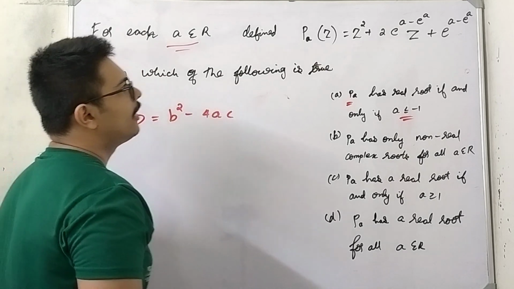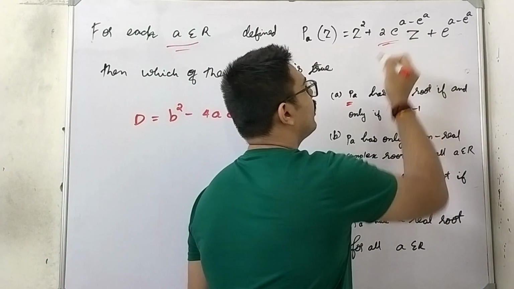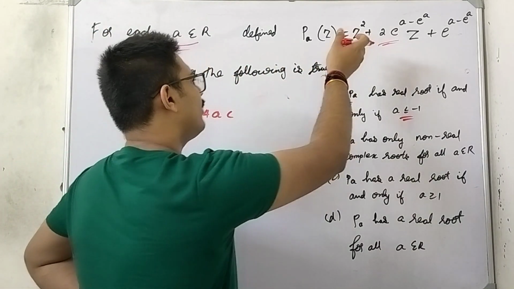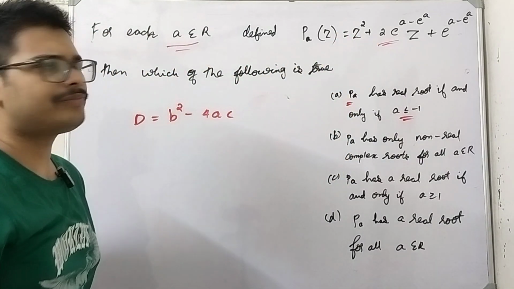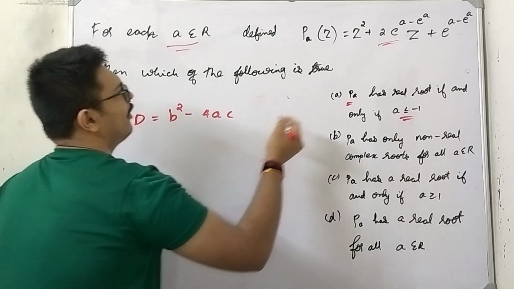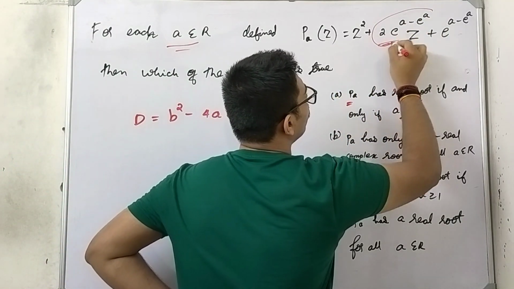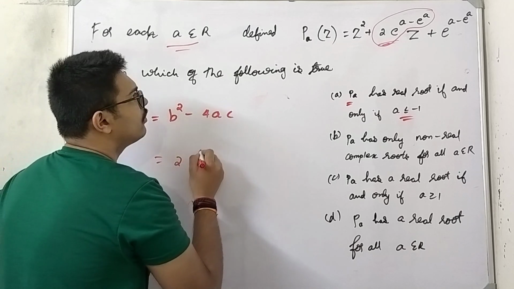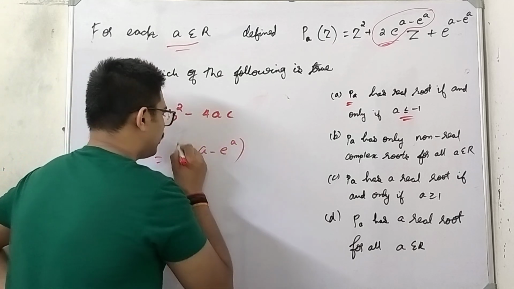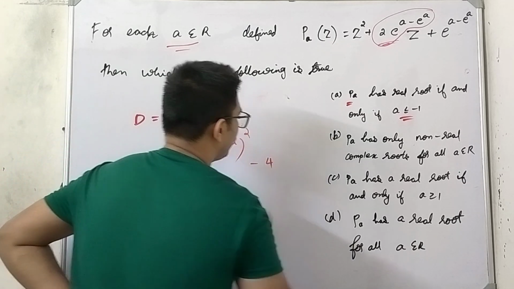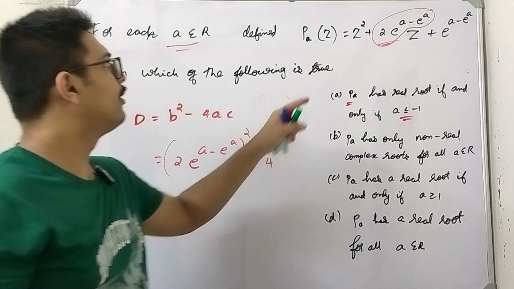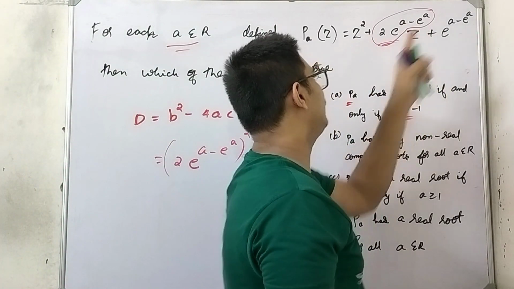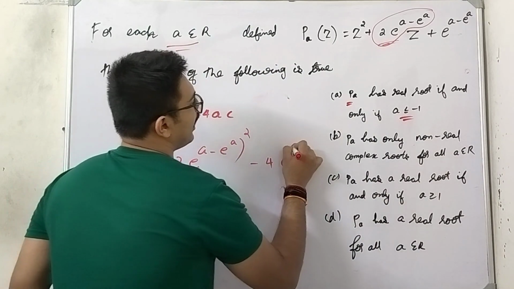What is the value of b? B is the coefficient of the linear term. We can apply the quadratic formula, but instead of that, we can just check the value of d. D equal to b square minus 4ac. What is the value of b? It is the coefficient of z. It will be 2 e raised to a minus e raised to a the whole square, minus 4 into a, which is 1, the coefficient of z square, and c is equal to e raised to a minus e raised to a.